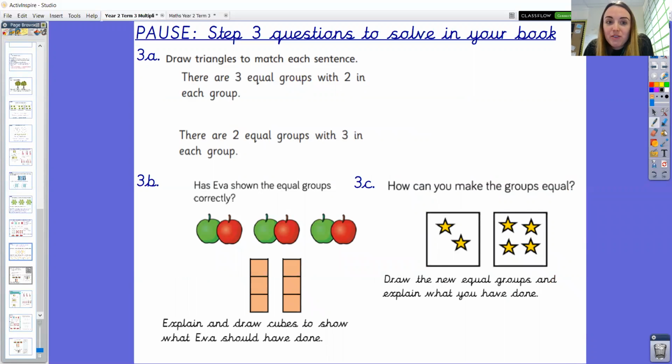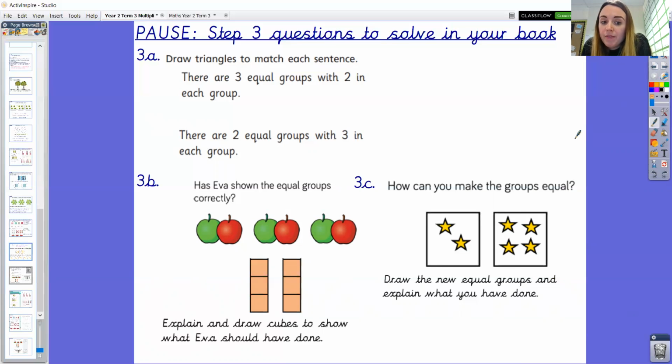Okay, on your screen now you can see the step 3 questions, which I'd like you to solve in your maths book. 3A is very similar to the question we have just explored together. It says, draw triangles to match each sentence. I would suggest writing the sentence in your maths book and drawing the groups with the triangles inside each group underneath. So there are 3 equal groups of 2 in each group. There are 2 equal groups with 3 in each group. You may want to challenge yourself by explaining what each digit represents to explain the difference between these 2 sentences.